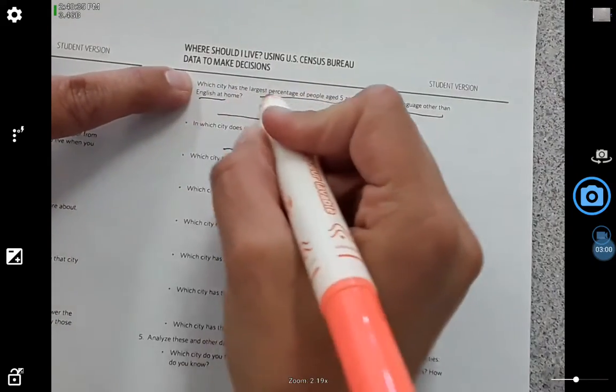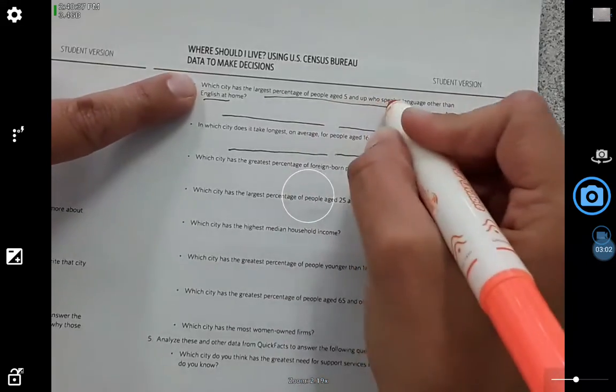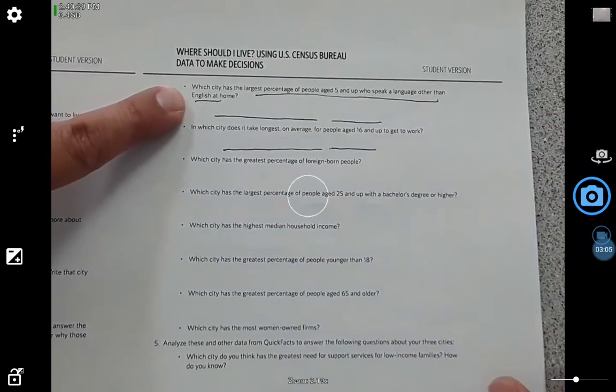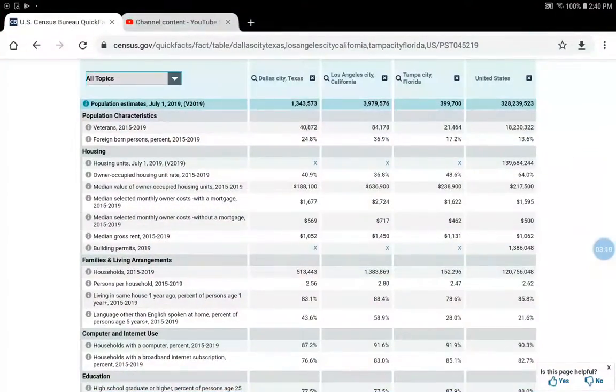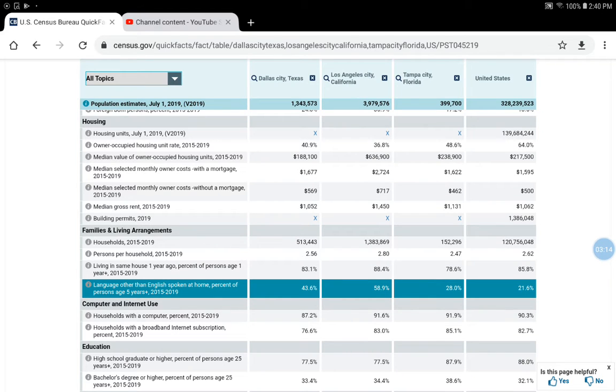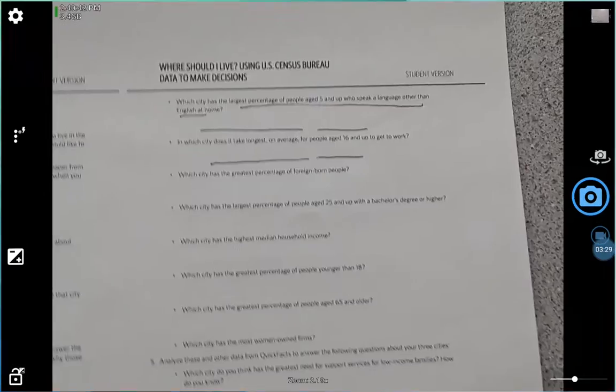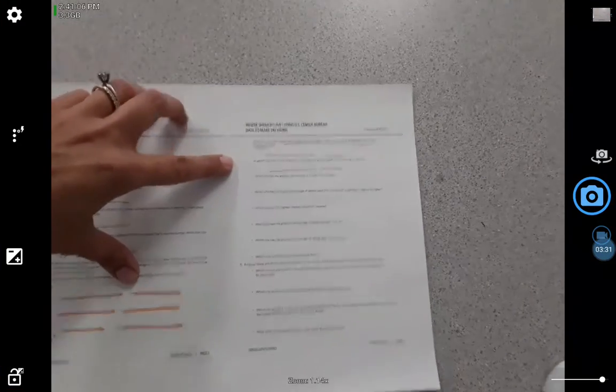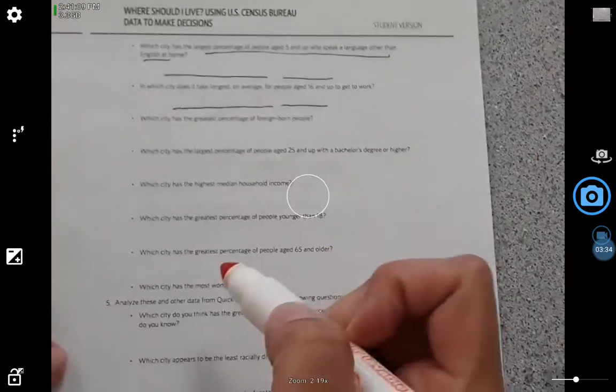The first one says, which city has the largest percentage of people age 5 and up who speak a language other than English at home? I know that sounds rather specific, but if you go back to the chart, let me see if I can highlight it. This one says language other than English spoken at home, and the percent of persons age 5 years plus. So you'll look at this percentage and then determine, in this case, Los Angeles has the highest percentage. Okay, now going back to the template. That's how it'll work. You'll go through each question. You'll answer it based on the data.